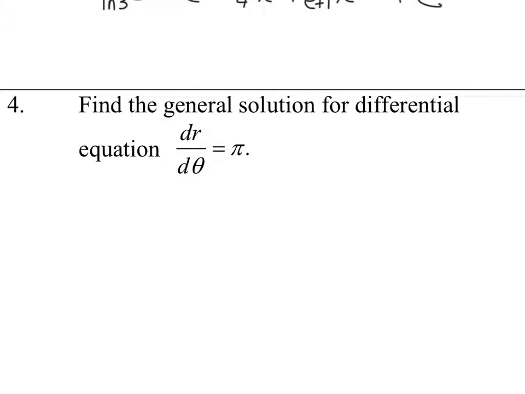Number 4, find the general solution for the differential equation. Probably need a "the" in there. Find the general solution for the differential equation. dr d theta is equal to pi. All right, you look at that and you say, well, there's no x's and y's there. What are we going to do? We'll do the same thing we would do if there were x's and y's there.